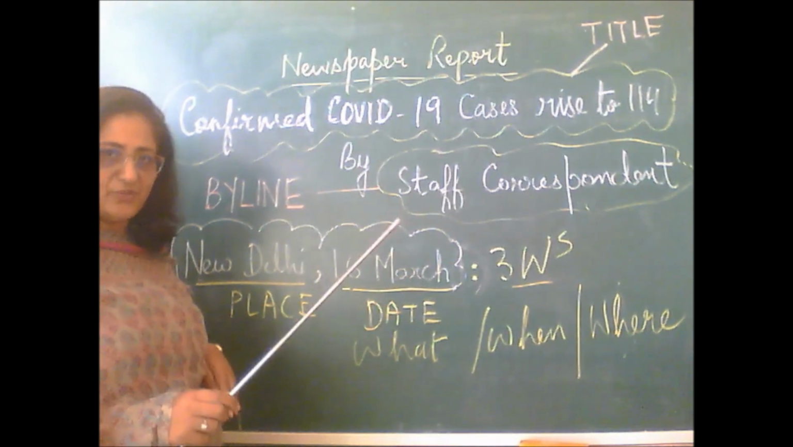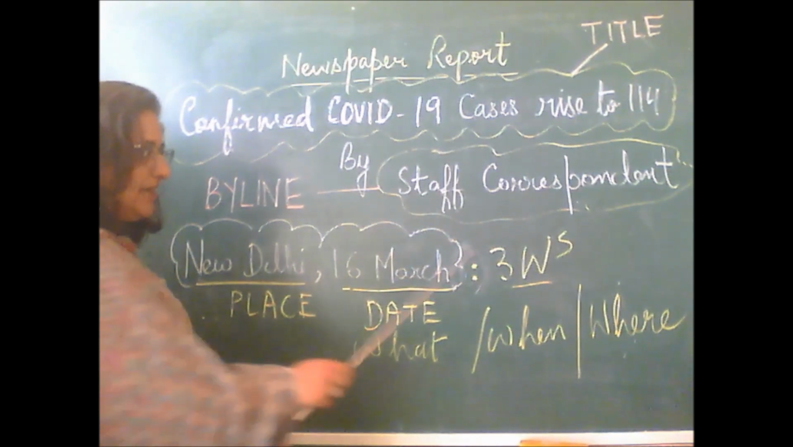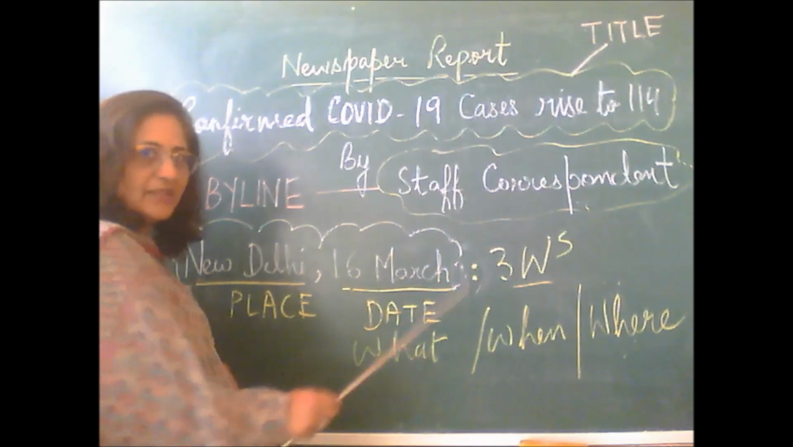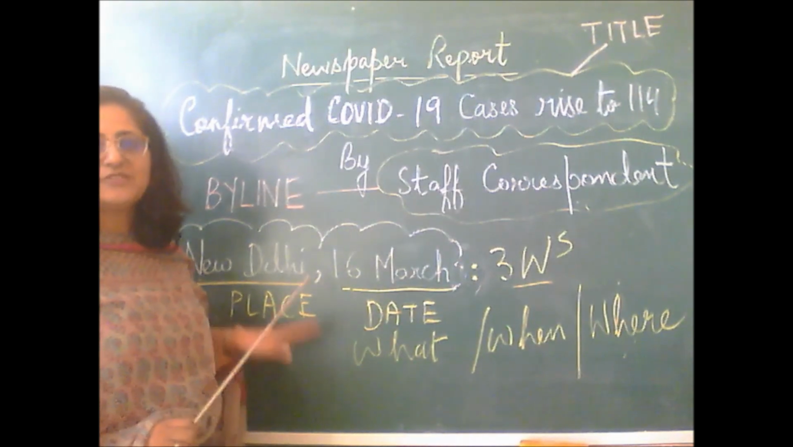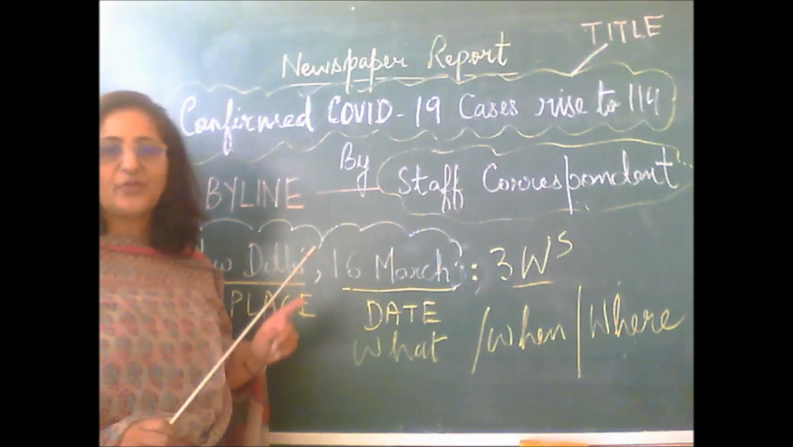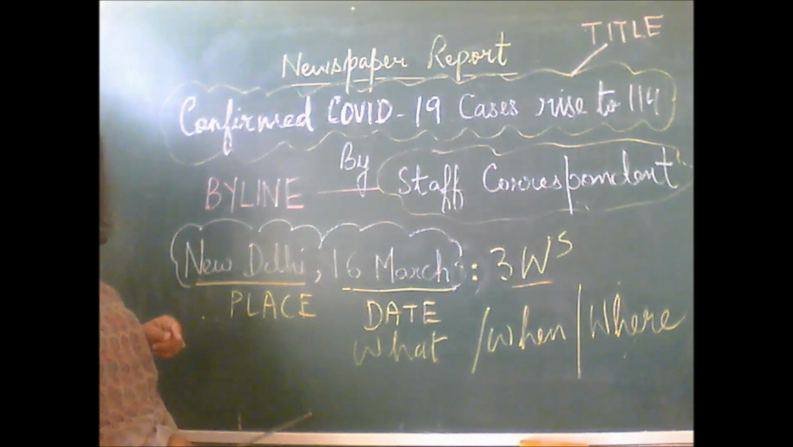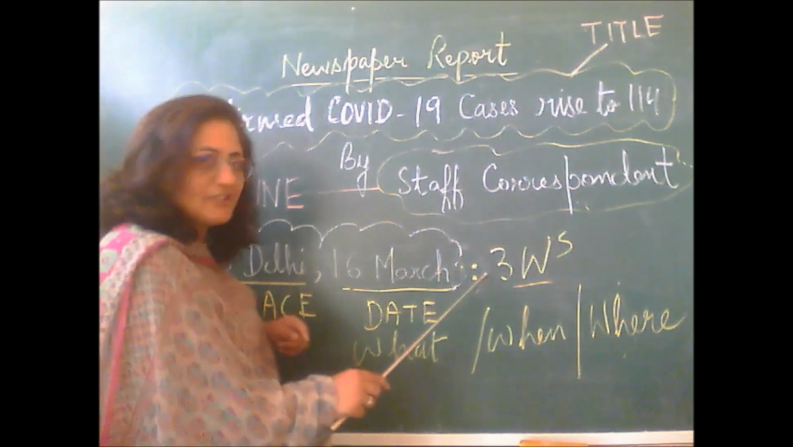If you notice the punctuation, the place and date is separated by a comma and followed by a colon. It is part of your format. You must remember to include this. Your introductory sentence of your first para begins not below the place and date but after the colon.